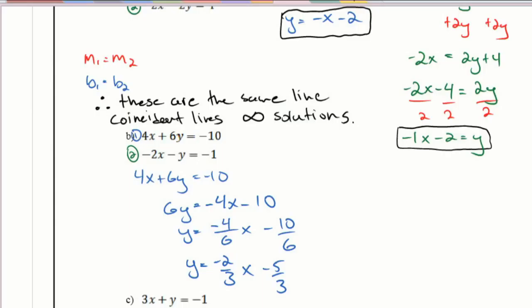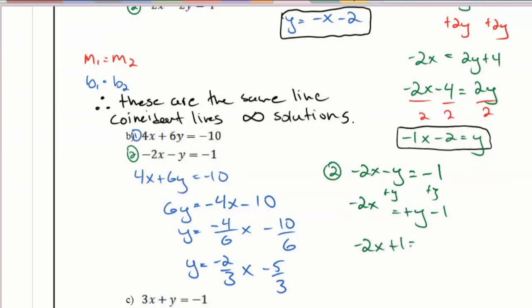So that's the first one. My second line, negative 2x minus y is negative 1. I'm going to add y to both sides, then add 1 to both sides. Negative 2x plus 1 is y.